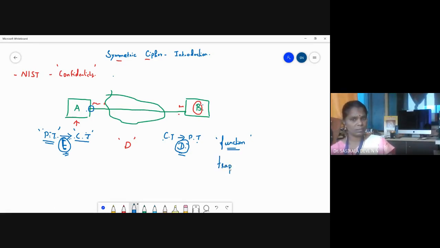All these terminologies are important. A general, normal function is not sufficient; it's not possible with cryptography. We need a trapdoor function. What is a trapdoor function? I can define it like this.